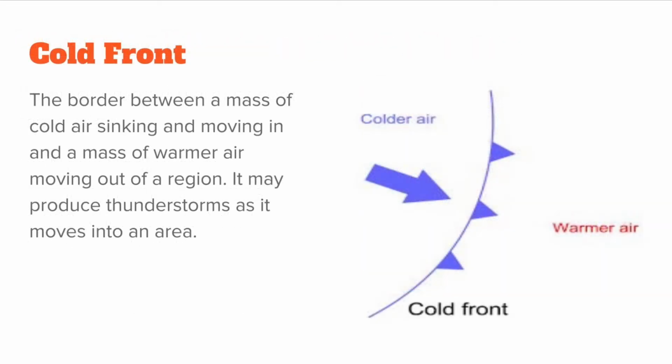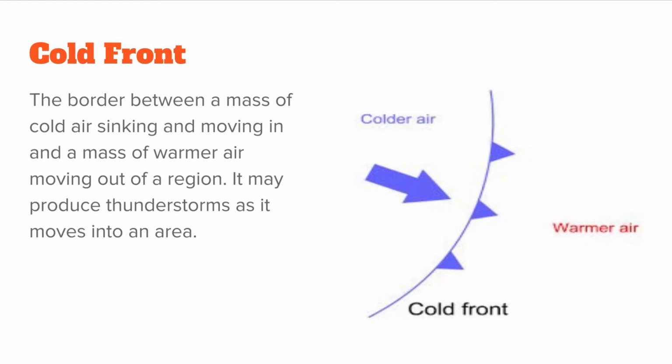By definition, a cold front is the border between a mass of cold air sinking and moving in and a mass of warmer air moving out of a region. When you're looking at a weather map and you see this little blue line with what look like little triangles or spikes on it, that's the symbol for a cold front. When this happens, it can often produce thunderstorms because the warmer air in the area may have a lot of water vapor in the atmosphere. When this colder air front moves in, it cools off that water vapor, causes it to condense, which in turn results in sudden precipitation.